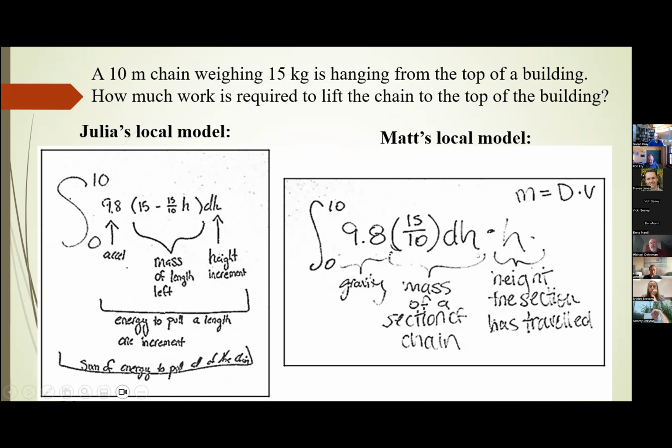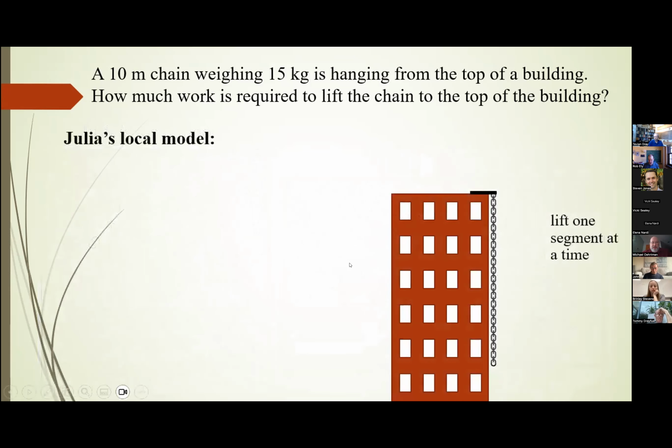For example, the distances that they were imagining moving were very different. Julia was imagining moving the chain by small delta H amounts repeatedly, while Matt was thinking about moving different amounts of chain large distances. And then we can see what that looks like. So here's what Julia was imagining: partitioning the chain into segments and moving each of those segments up to the top, one at a time.